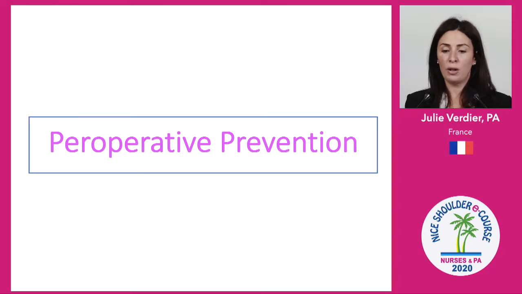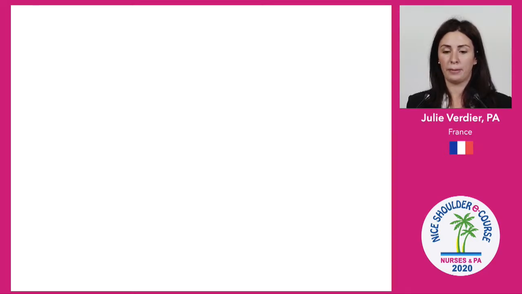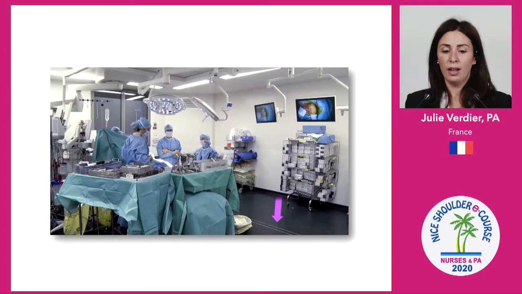Now let's talk about perioperative prevention. We start with the surgical setup. The instrumentation tables must be under the laminar flow and the nurse must be dressed in a sterile gown while setting up. On this final setup, you can see the limit of the laminar flow bottom right. You can also see that the surgical team is dressed with sterile gowns.